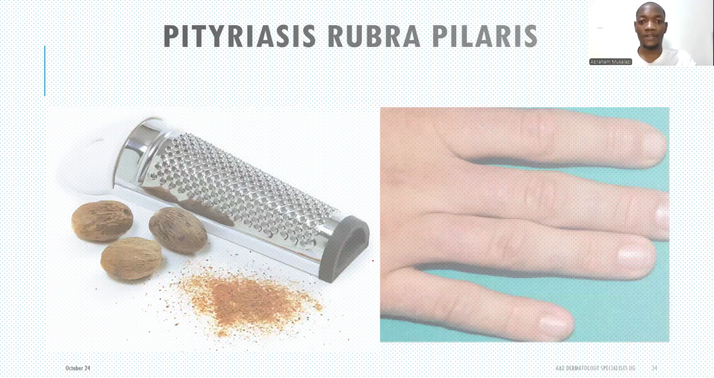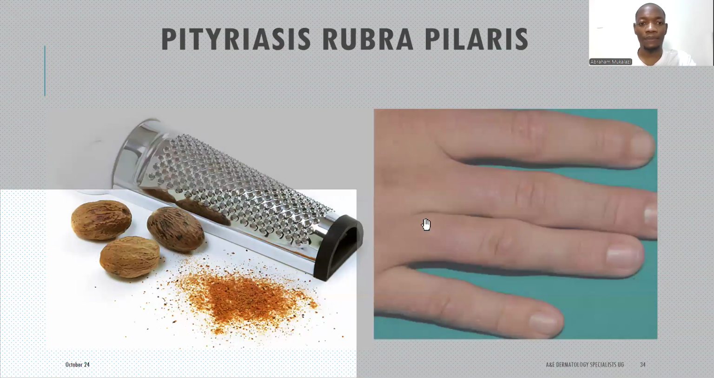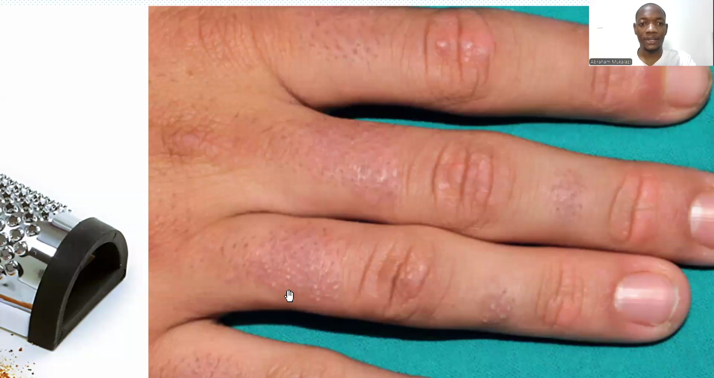So just to emphasize the nutmeg grater, at least you should remember this. I put it there because it will give you a visual of how the papules look. As you can see here, these are keratotic papules with erythema. But when you look at the surrounding skin, it is actually normal. So if it is very extensive, you can still pick out areas of normal skin.